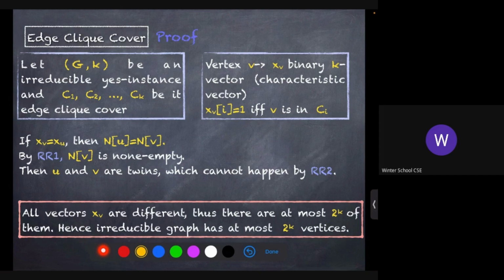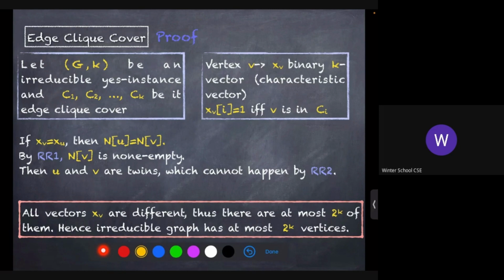So it means that all these vectors should be different, right? There's a one-to-one correspondence between the vertices of the graph and the vectors. Agree? This is by definition. And also all the vectors are different. And the dimension of the vectors is k. They're binary. So there are at most 2 power k of such vectors.